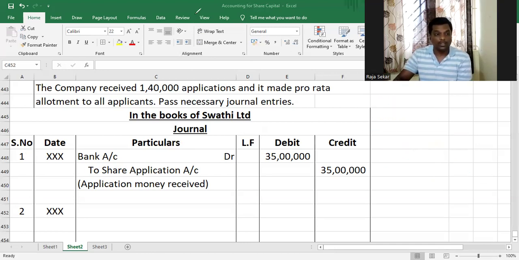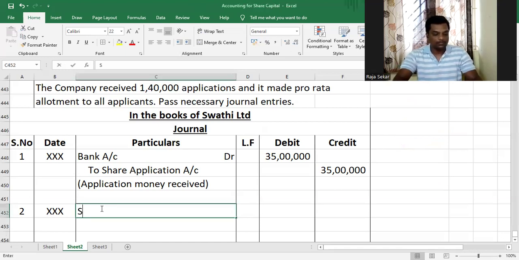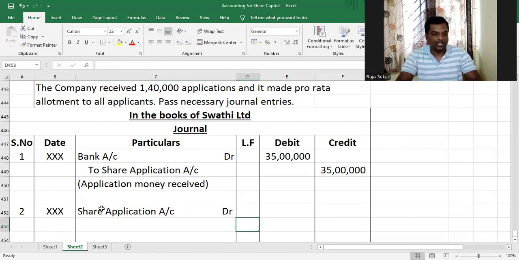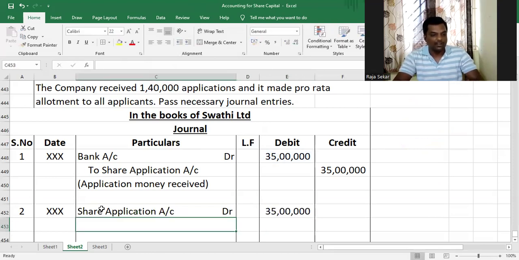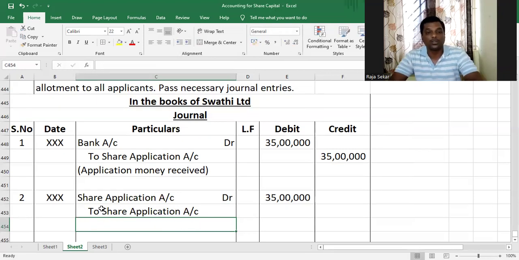All right, so let's go ahead and pass the second journal entry with that knowledge that we just gained. In the second journal entry, we would be transferring the application money to share capital. It's as usual, you debit share application account with the entire amount received. But can you transfer the entire 35 lakhs to share capital account? No, you cannot, because application money receivable per share was only 25 rupees.